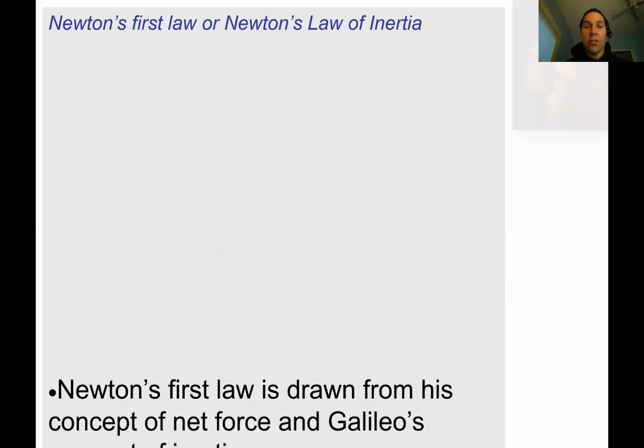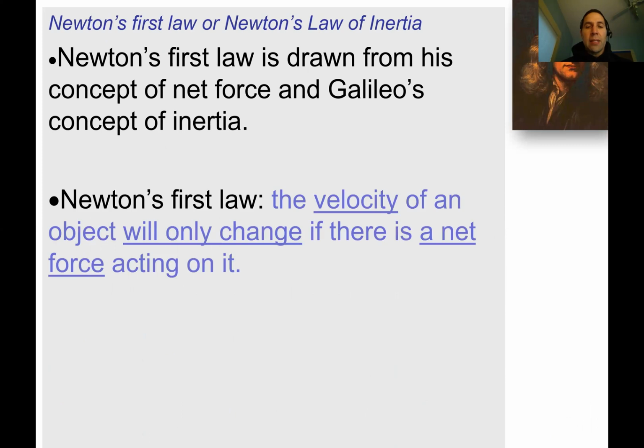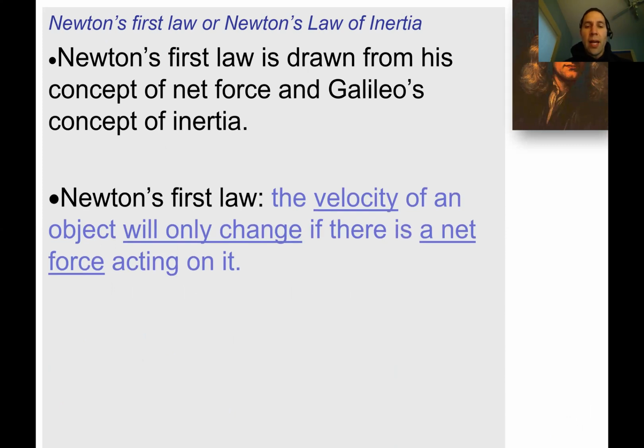So Isaac Newton comes along, and he basically formalizes what Galileo is saying in what he calls his first law, and it's also known as Newton's law of inertia. And he basically says this: the velocity of an object will only change if there's a net force acting on it. The velocity of an object will only change if there's a net force acting on it.